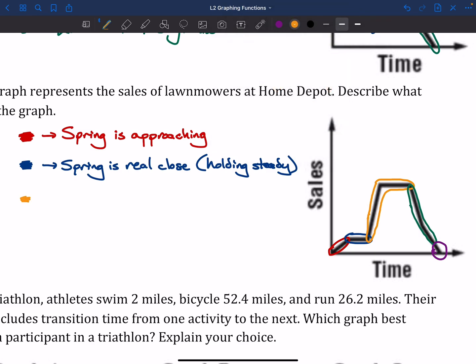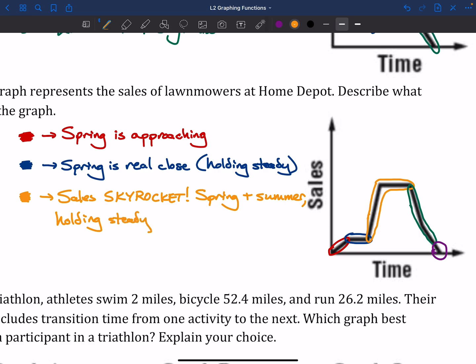After that, we got this orange piece, and holy moly, if we look at that, right, sales skyrocket, right? So what I'm thinking is that this is spring plus summer holding steady once it flattens out. All right, so we kind of grabbed 2 different little bits there, right? We talked about how it's going way up and then it's holding that peak, right up here where it's plateaued a little bit, right? It's kind of flattened off at the top, right?